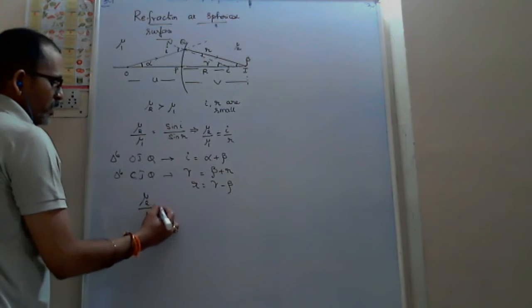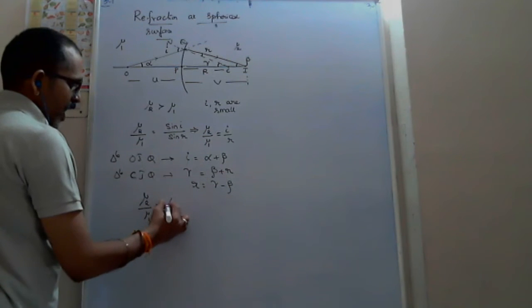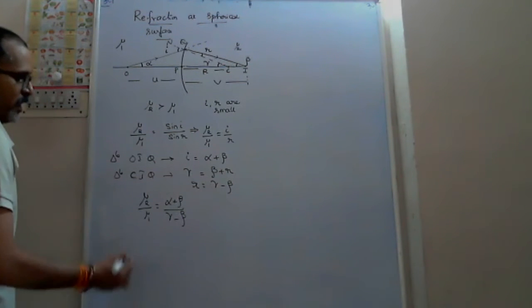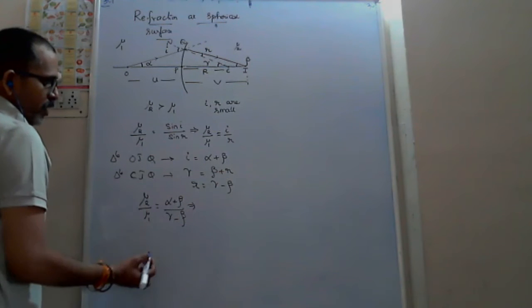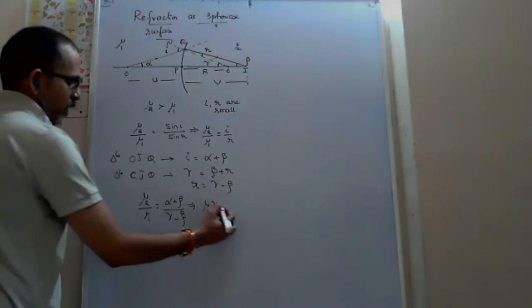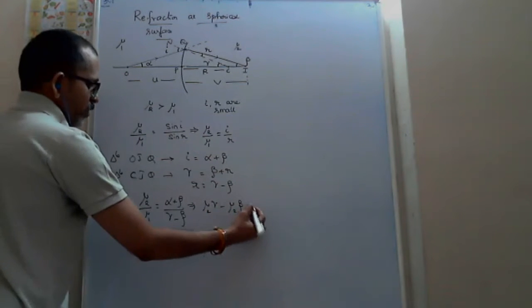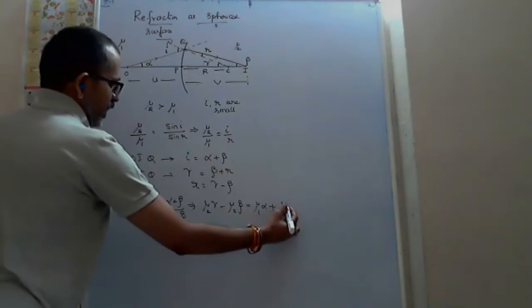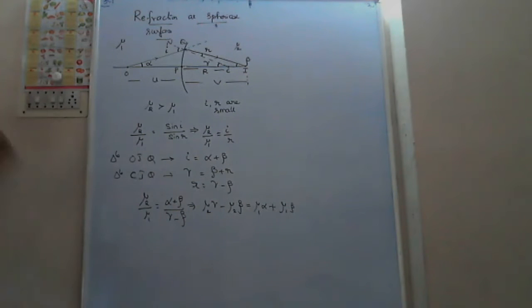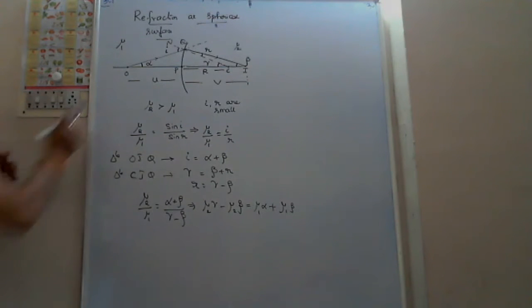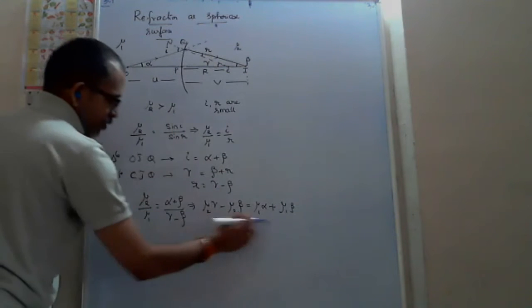mu2 by mu1 is equal to i by r, where i is alpha plus beta and r is gamma minus beta. Then you get the final formula by cross multiplying: mu2 gamma minus mu2 beta equals mu1 alpha plus mu1 beta. Before deriving your formula, confirm whether all the angles you measured there are anticlockwise or clockwise, particularly alpha, beta, gamma. Why? Because alpha, beta, gamma it is here.